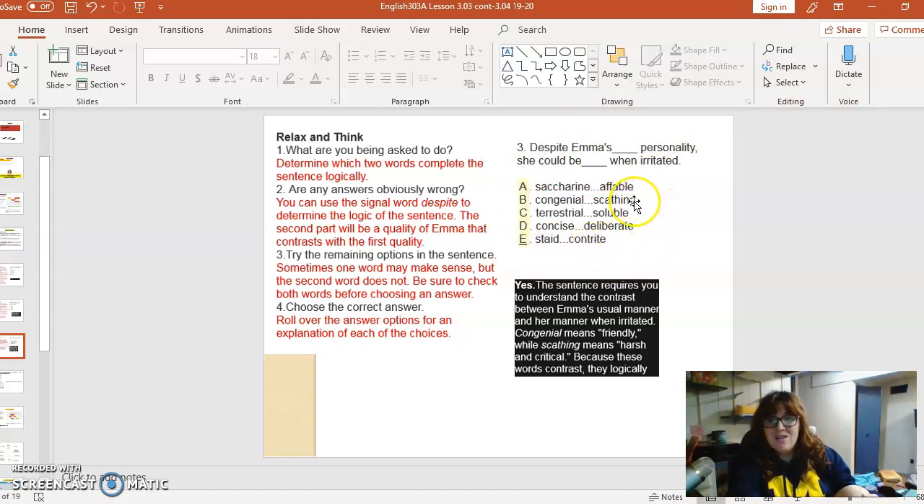And scathing, I know, means angry. So even if I don't know what congenial means, which is happy, I know scathing means angry. Like, you give a scathing glare. So I'm going to put B as the correct answer because I know that scathing fits there. And congenial, if you're genial, you tend to be happy. So the correct answer is B.